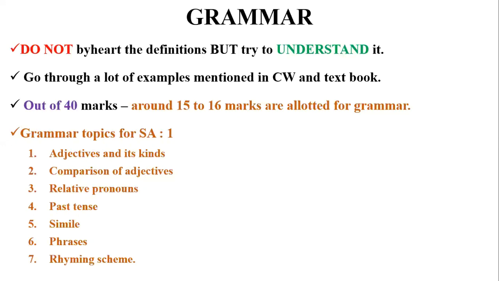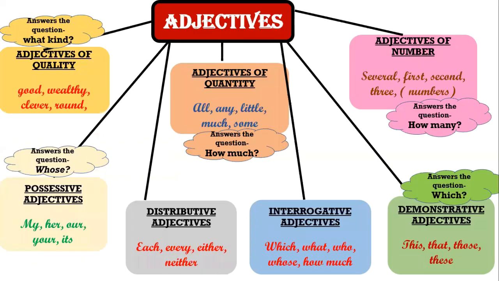Phrases like look after, look forward, all those are phrases. And rhyming scheme. Rhyming scheme, you all know, it's very simple, giving alphabets like A, B, C based on the words towards the end. So these are the topics for grammar. If you're thorough with this grammar, you can easily score 15 to 16 marks. Now we'll just have a brush up about each topic.